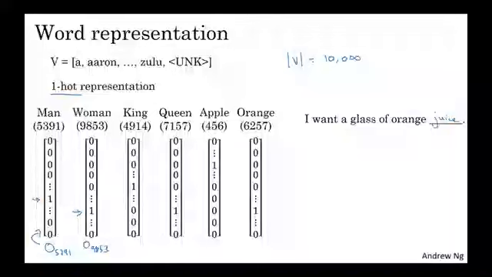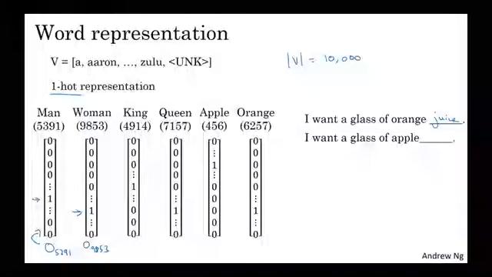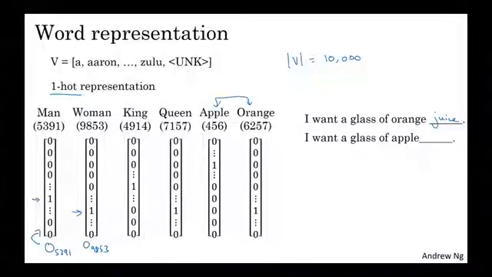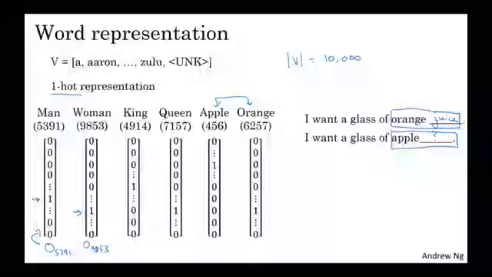But even if the learning algorithm has learned that I want a glass of orange juice is a likely sentence, if it sees I want a glass of apple blank, as far as it knows, the relationship between apple and orange is not any closer than the relationship between any of the other words, man, woman, king, queen, and orange. And so it's not easy for the learning algorithm to generalize from knowing that orange juice is a popular thing to recognizing that apple juice might also be a popular thing or a popular phrase.